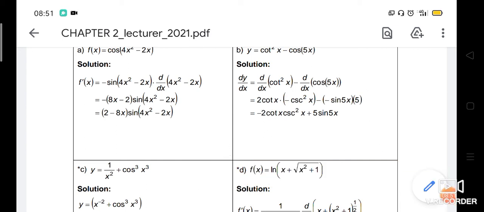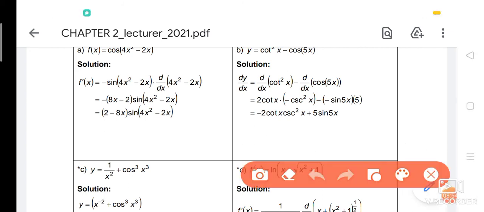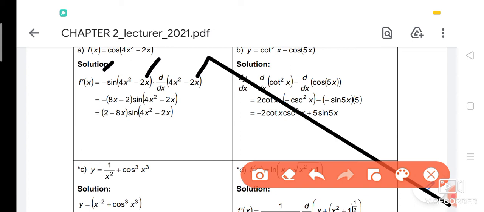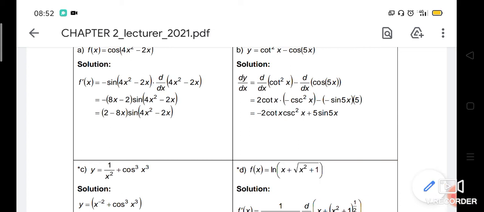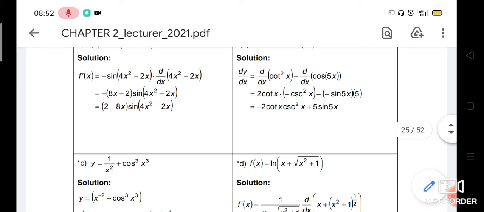Okay, so we go through solution yang diberi. So differentiate cos is minus sin. Differentiate sin akan jadi positif cos. Minus sin, tiru dulu term dalam bracket, lepas tu differentiate term dalam bracket. So differentiate la. Differentiate each term dalam bracket akan jadi differentiate 4x square akan dapat 8x kan, dapat 8x, dia bawa ke depan terus ni.